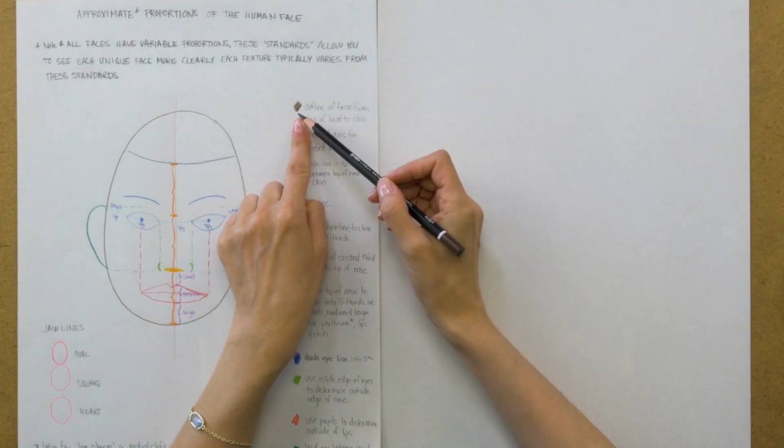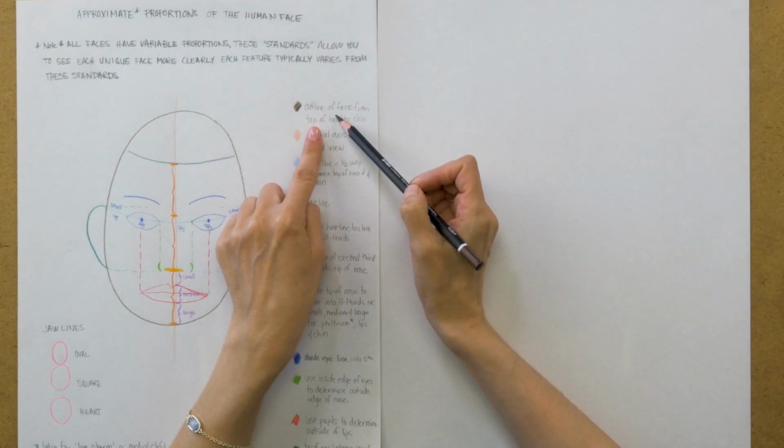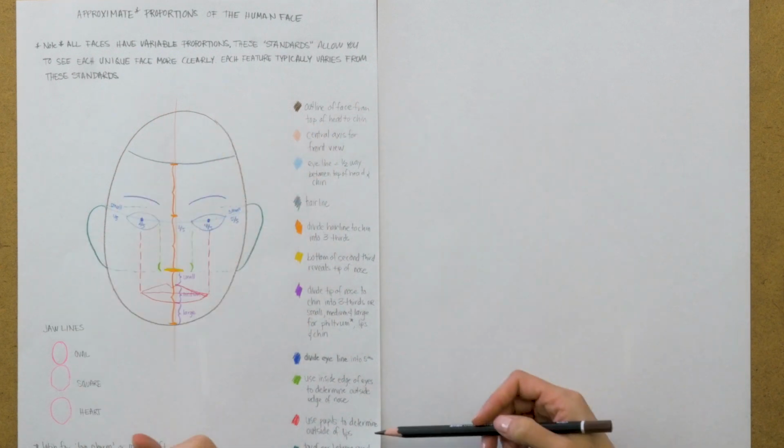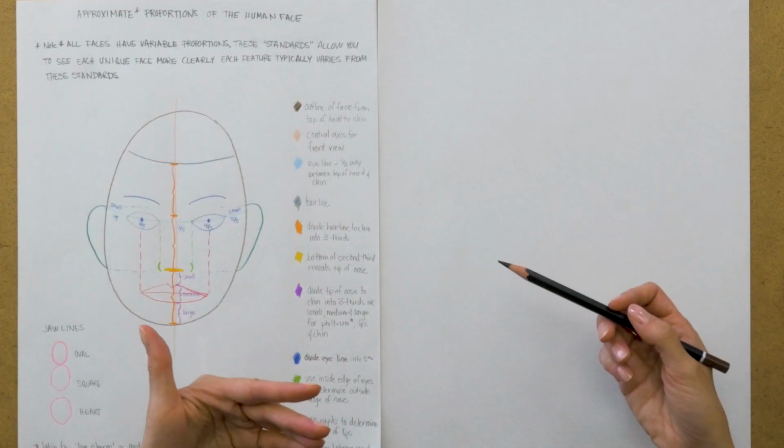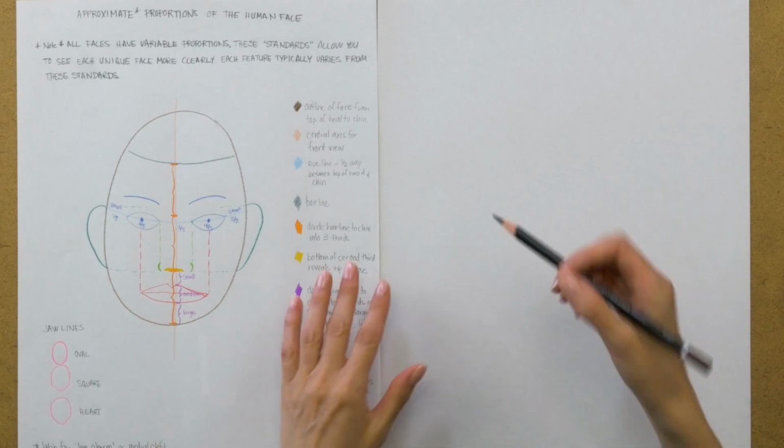But what I like to do is color code and write a little bit about each step so that I have this as a record. I'll know to go back through this again when I'm looking at a new face.